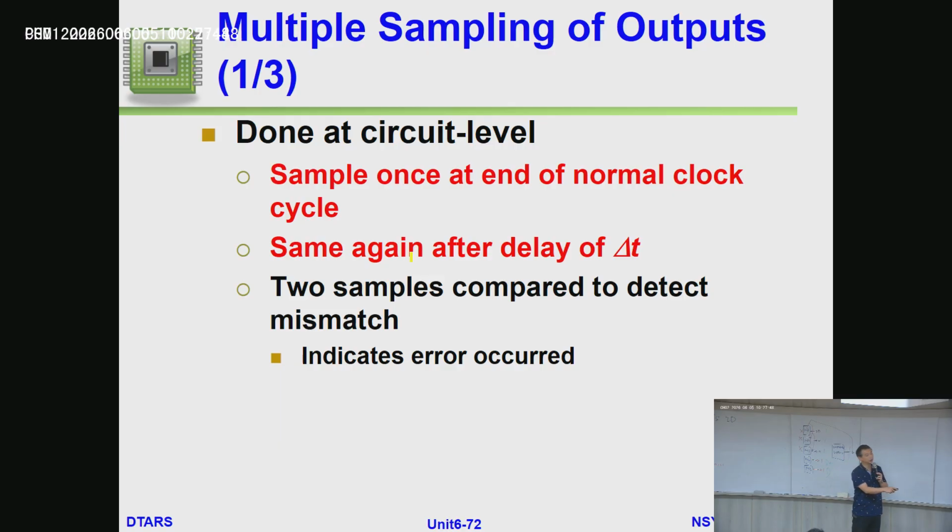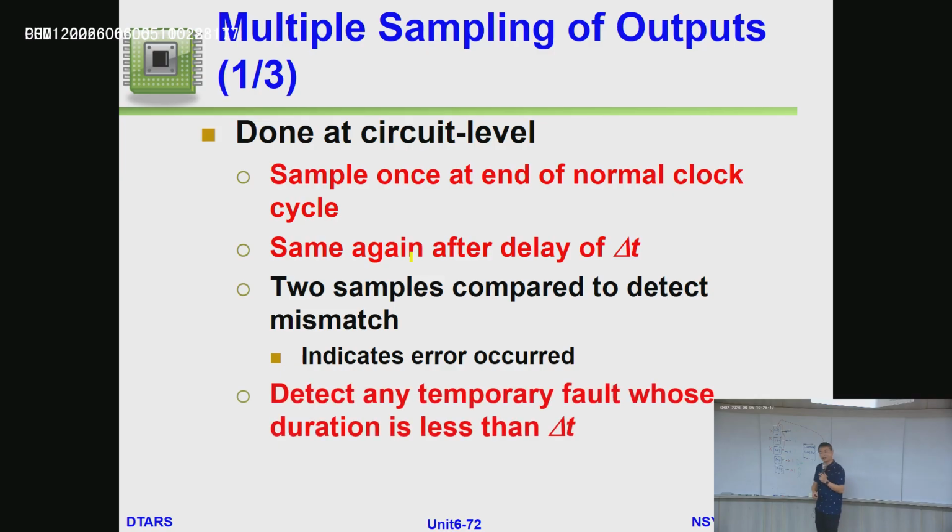So this is the original function you are familiar with. Every clock cycle, after the positive clock transition, you compute the output of the module. However, we will do it again after a delay of delta t. Of course, we want to minimize this delta t so that the timing cost can be minimized. And we compare these two samples to see if there are any errors.